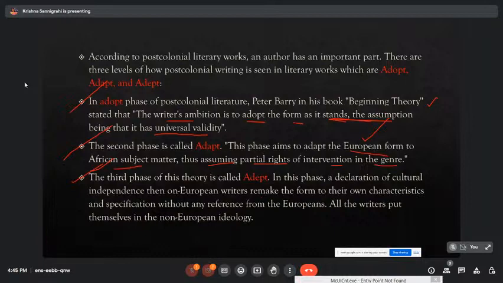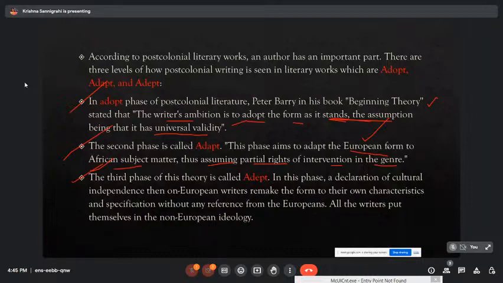So the first phase, the adopt phase, what happens? The writer's ambition is to adopt the form as it stands, that is exactly adopting or following the form as it is already there, as it stands. The assumption being that the form which is there before my eyes, I have to write exactly like that because it has a universal validity. Then comes the adapt phase, wherein what happens?